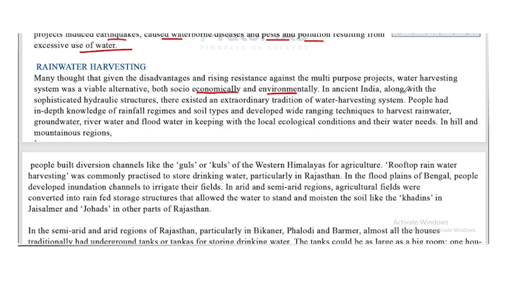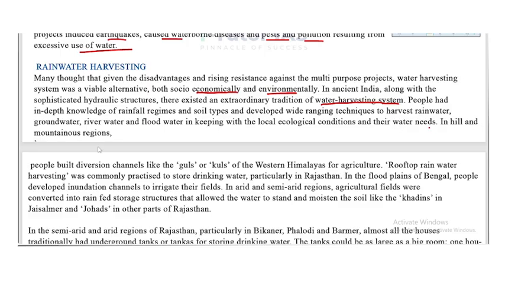In ancient India, along with the sophisticated hydraulic structures, there existed an extraordinary tradition of water harvesting systems. So this system also existed in the ancient period. People had in-depth knowledge of rainfall regimes and soil types and developed wide-ranging techniques to harvest rainwater, groundwater, river water and flood water in keeping with the local ecological conditions and their water needs.